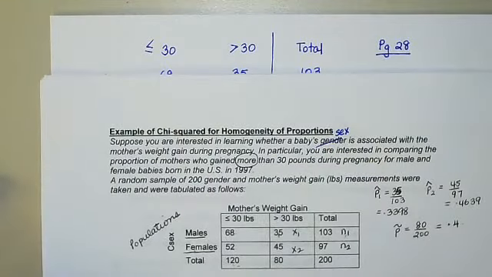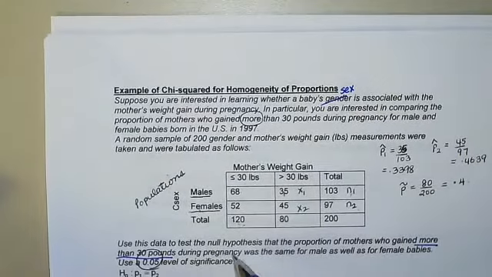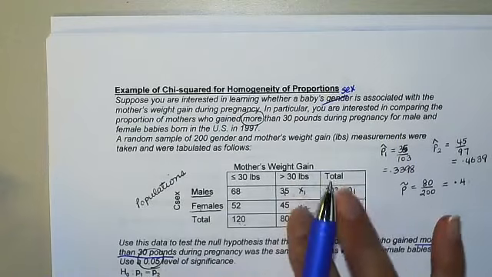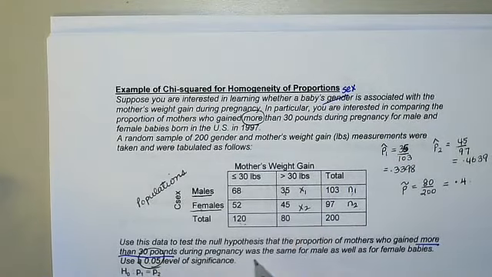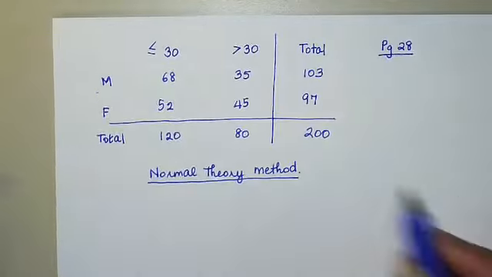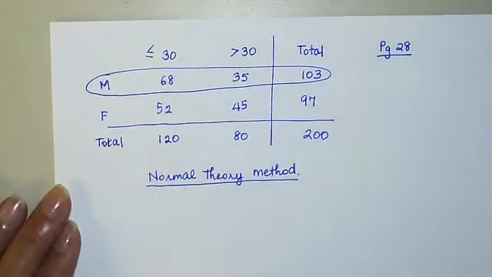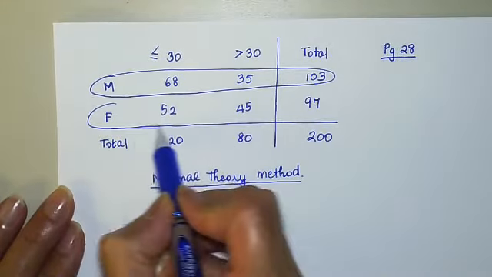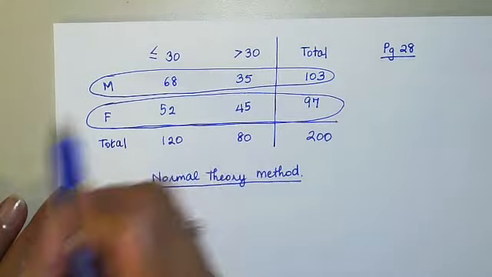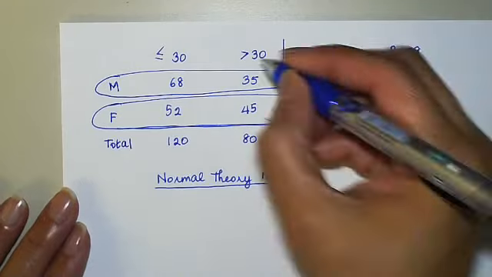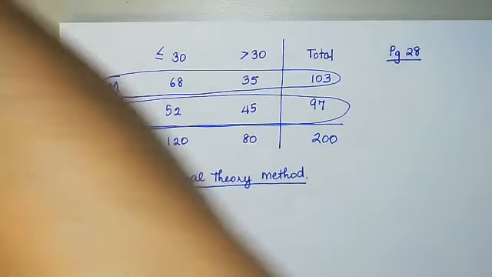Look what it's asking. It's saying use this data to test the null hypothesis that the proportion of mothers who gained more than 30 pounds, so I'm interested in more than 30 pounds, during pregnancy was the same for male as well as female babies. So they're saying this is your first sample, male babies. This is your second sample, female babies. And you're interested in the proportion of mothers who gain too much weight. So this is your x1.